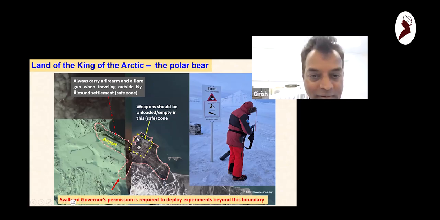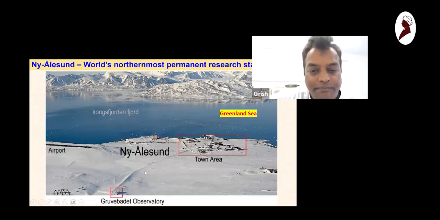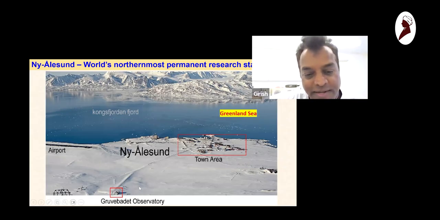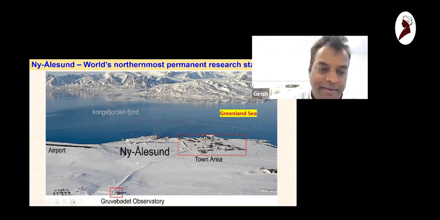So with that, I'll just go back to the settlement area. If you are moving beyond this region, you cannot walk out without a firearm protecting you. The place where SARAS 4 is currently installed is near this place called Gruvebada Lab. Part of the receiver is inside the lab, and the antenna and analog receiver are outside, about 100 meters from the lab. I'll try and show you some videos of that. And Gruvebada Lab is about 1.25 kilometers from Himadri. This is just to orient you.